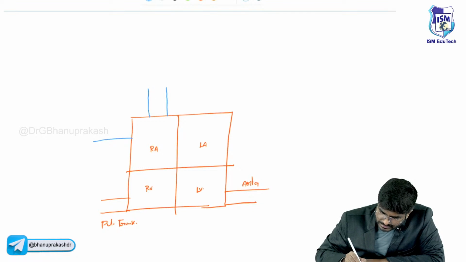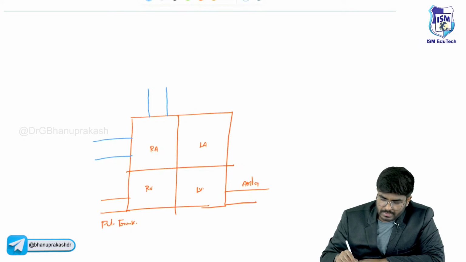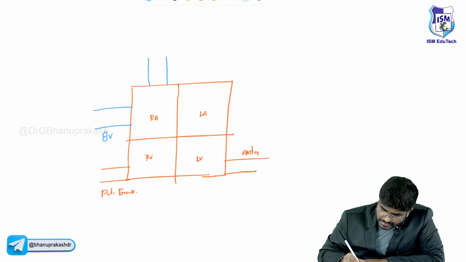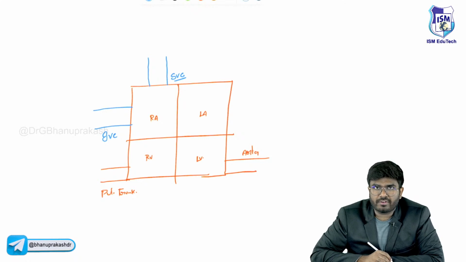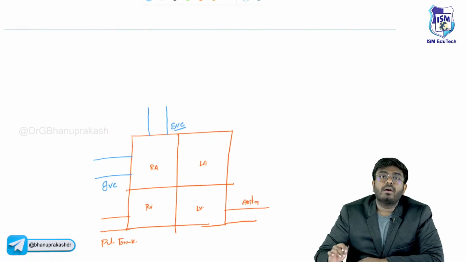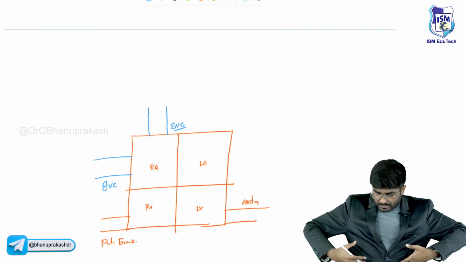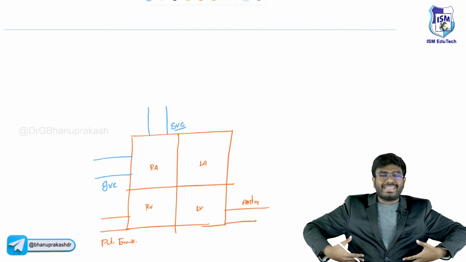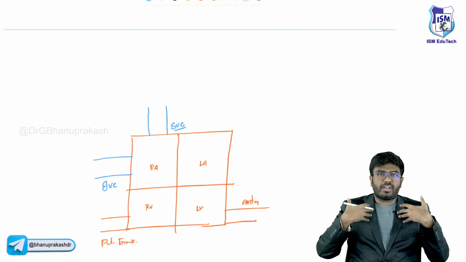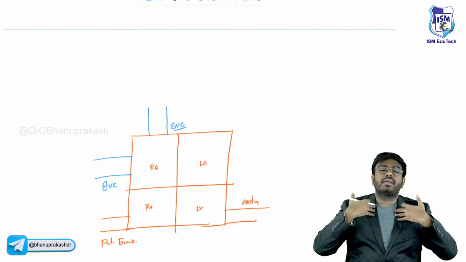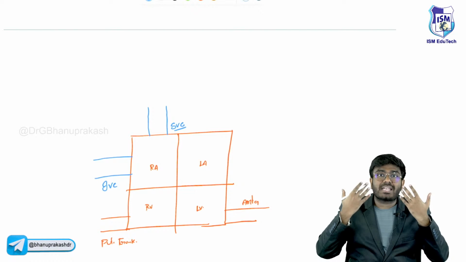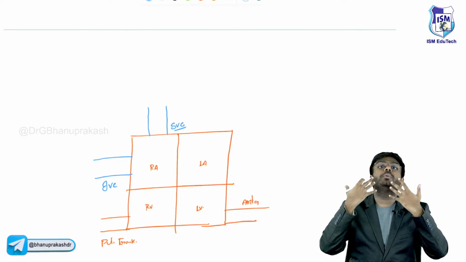Right atrium receives deoxygenated blood. From where? From the inferior vena cava and superior vena cava. The inferior vena cava brings all the deoxygenated blood from the lower parts of the body. From the head and neck, the deoxygenated, venous blood is brought by the superior vena cava.